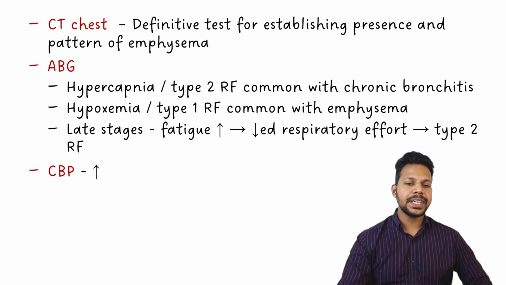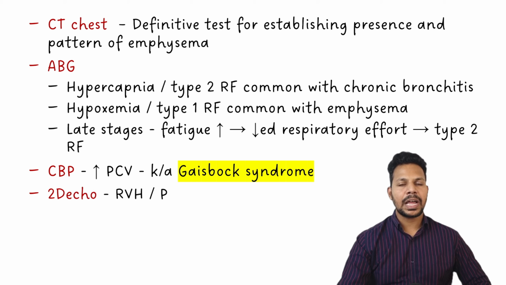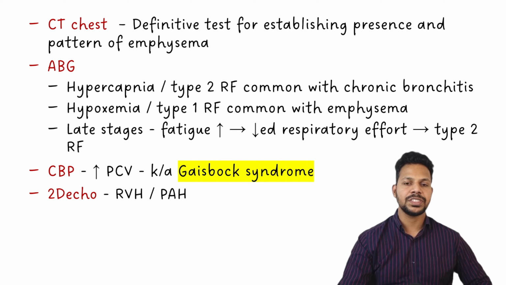And when you look at CBP, the PCV is increased because this is a compensatory mechanism for chronic hypoxemia. This is called as the Gase-Box syndrome. And on doing 2D echocardiography, you can appreciate right ventricular hypertrophy and pulmonary arterial hypertension. Why is this happening? We have already understood this in pathophysiology.